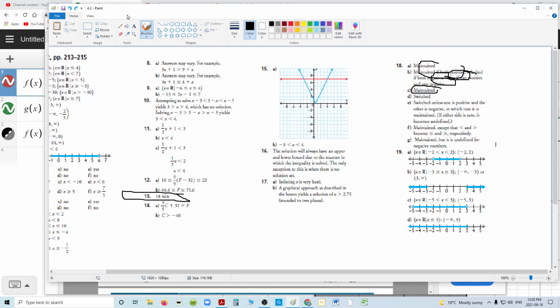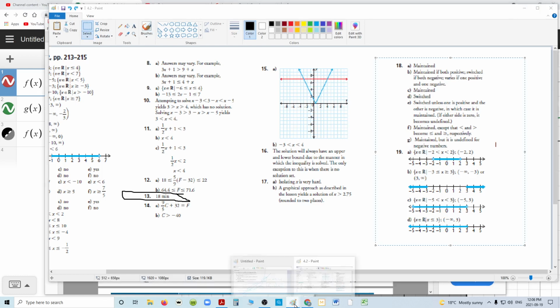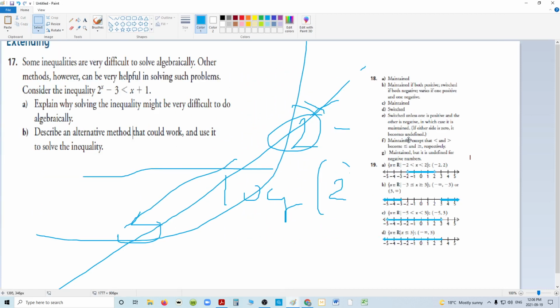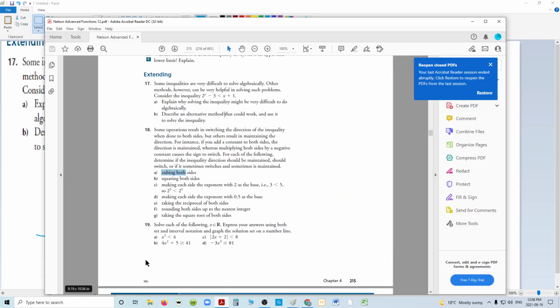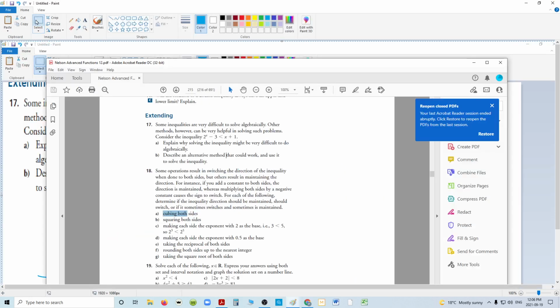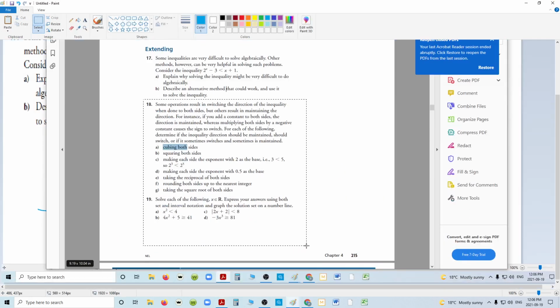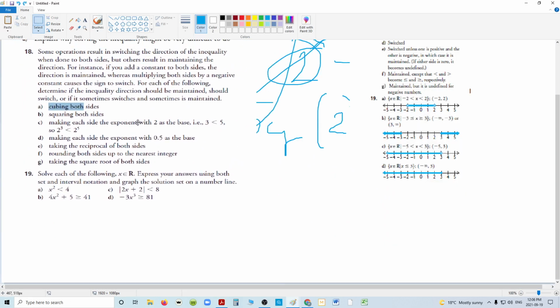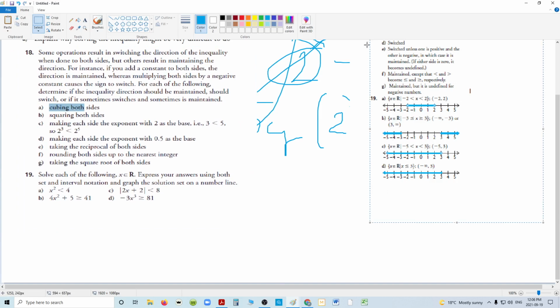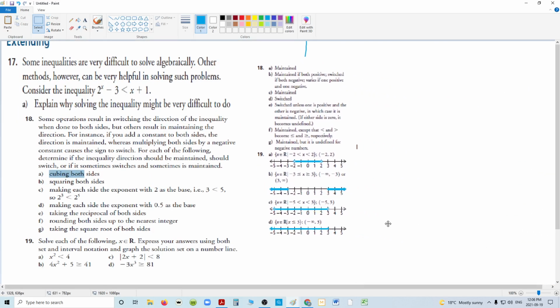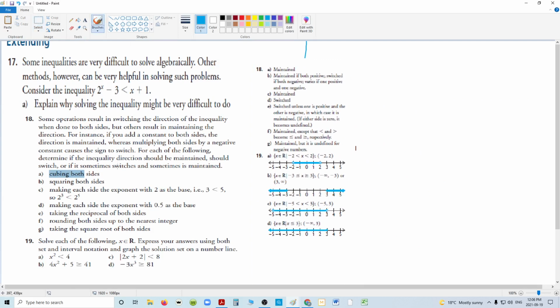So I'm just going to grab that and compare it. And actually, I'll grab it with 19 as well. And we'll grab the textbook and 18 and 19. So they're saying cubing both sides, it's fine. Squaring both sides, you have to switch if one side is negative.